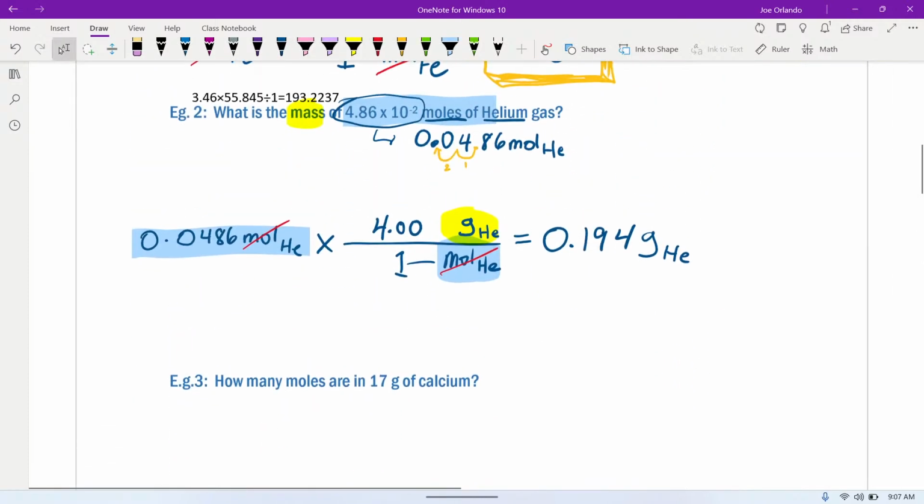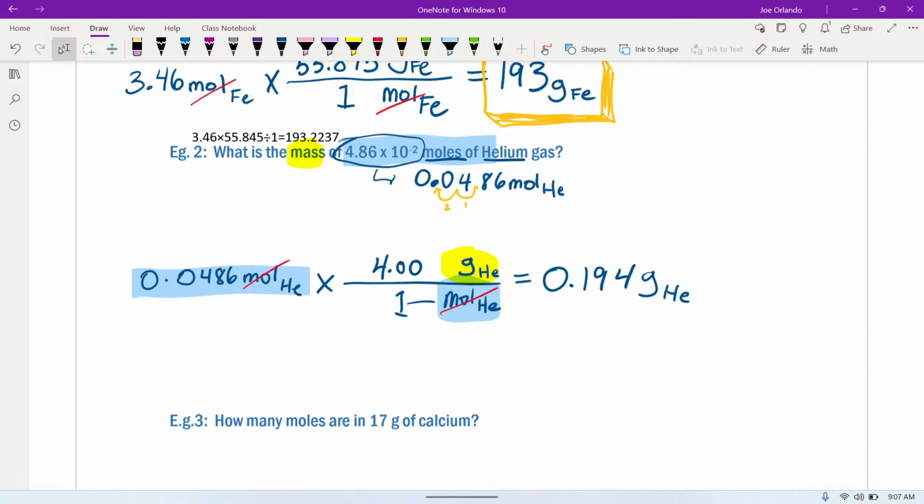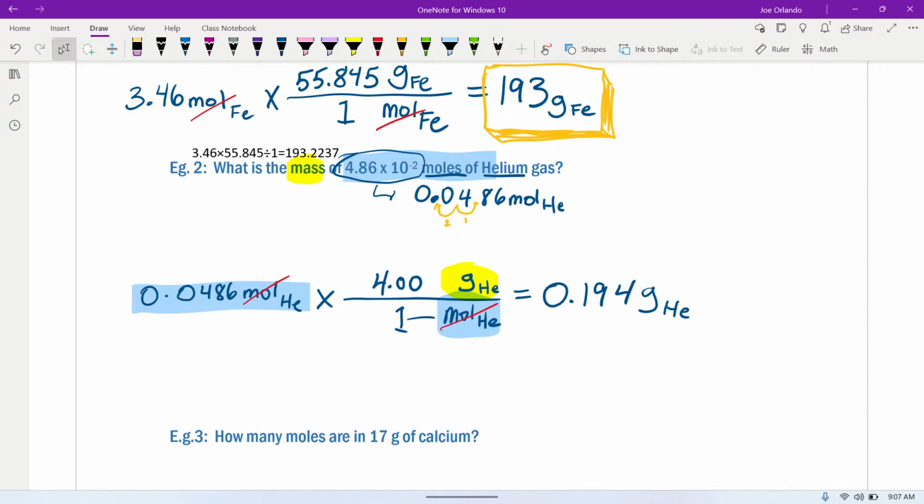I want you to try the next one. How many moles are there in 17 grams of calcium? If you take a note, you're going to notice that this is not the same question we've just been doing. What's different about it? It's kind of switched around. Here, we've done things a little differently.